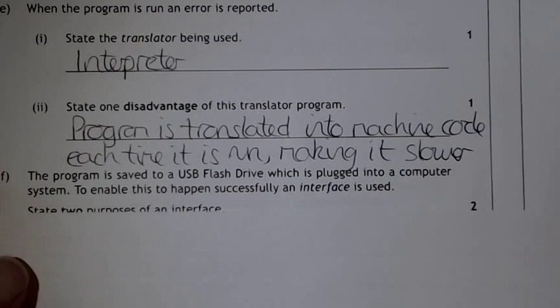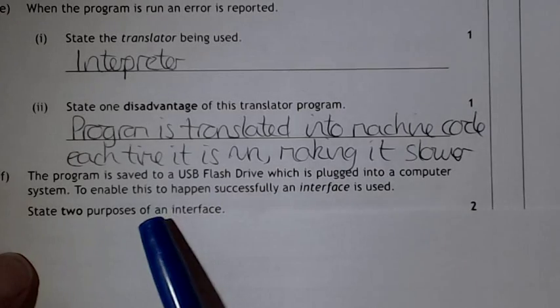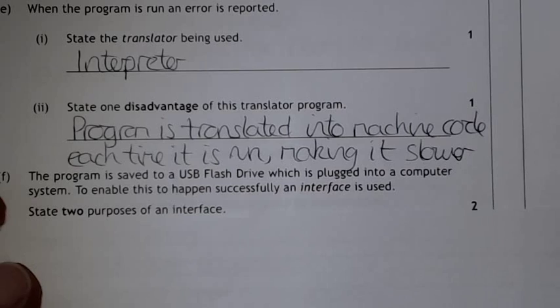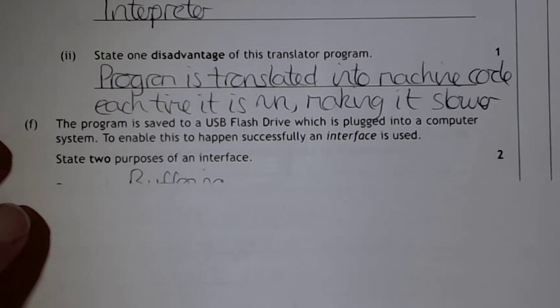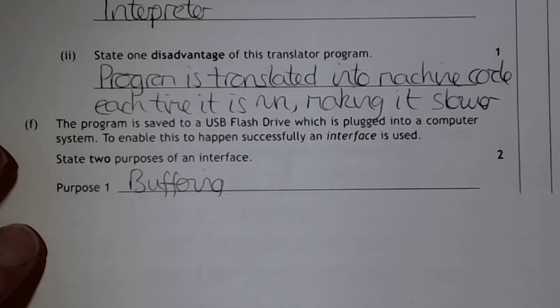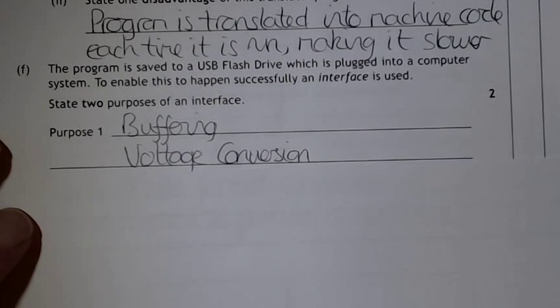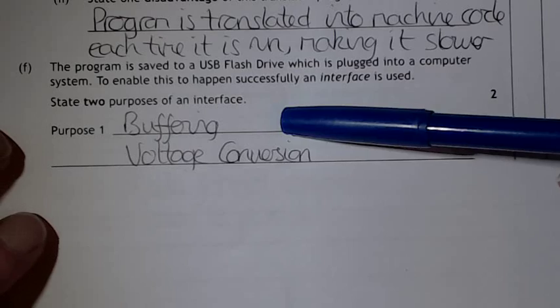Then it talks about the program saved to USB. To enable this to happen successfully, an interface is used. State 2 purposes of an interface. If you think about your USB drive, you might be having data sent to it, and this data is going to be received at quite a fast rate. So buffering is a way of accepting this data.